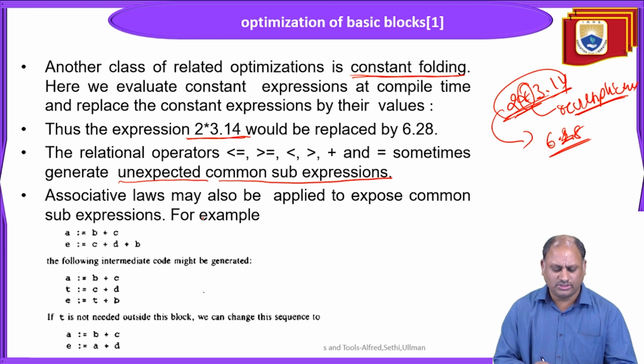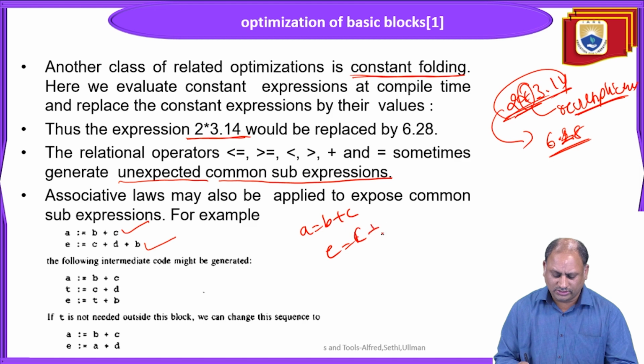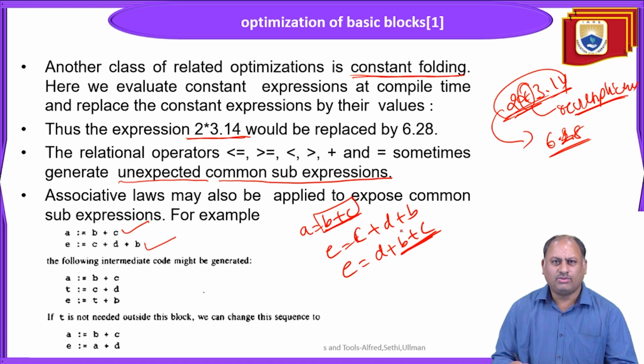How can these associative laws be applied to common sub-expression elimination? See for example here, A equal to B plus C is one expression, and E equal to C plus D plus B. Now the common sub-expression is to be eliminated. Here B plus C is common: A equal to B plus C, and E equal to D plus B plus C. So B plus C is one of the expressions, and once again for E the same B plus C expression is available.